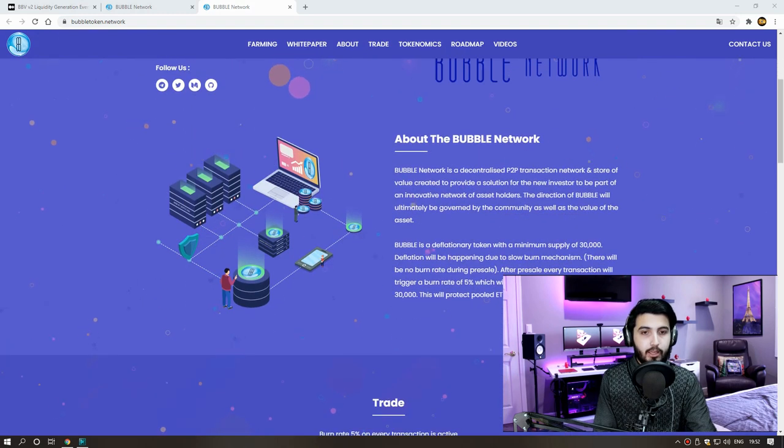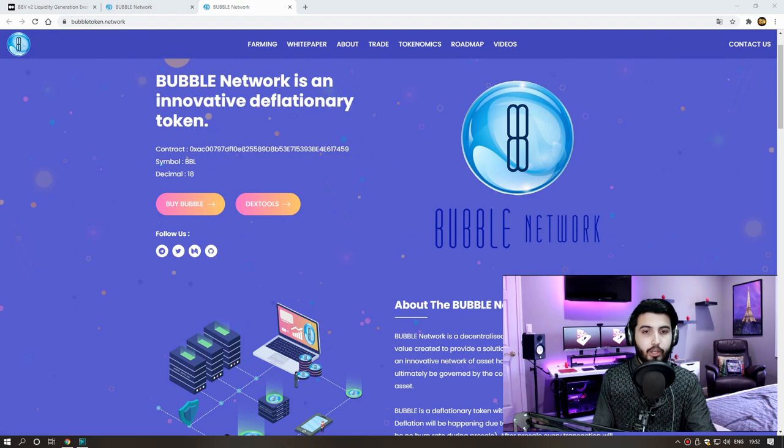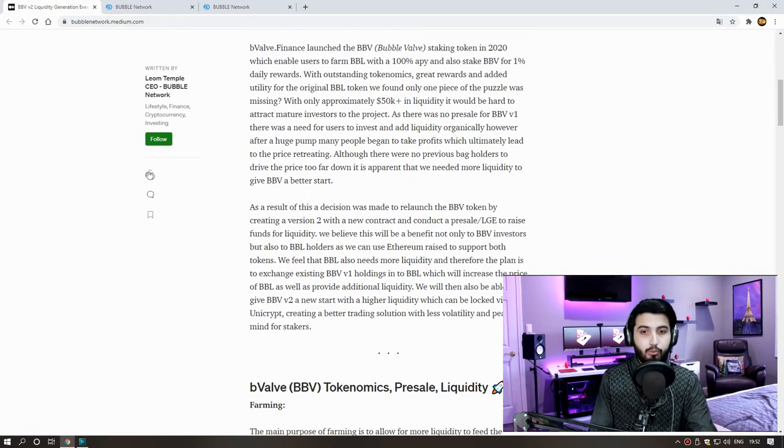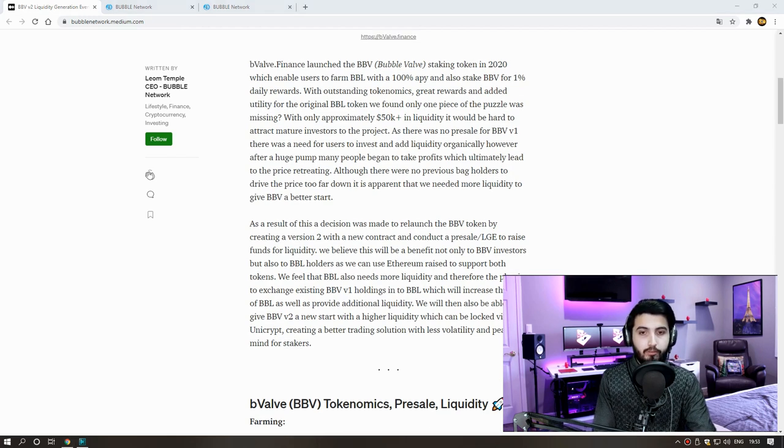We feel that BBL also needs more liquidity, and therefore, the plan is to exchange existing BBV V1 holdings into BBL, which will increase the price of BBL as well as provide additional liquidity. We will then also be able to give BBV V2 a new start with a higher liquidity, which can be locked via Unicrypt, creating a better trading solution with less volatility and peace of mind for stakers.